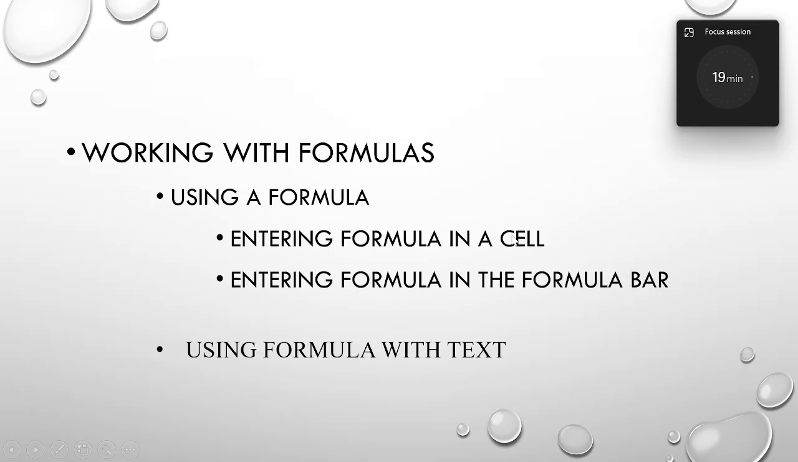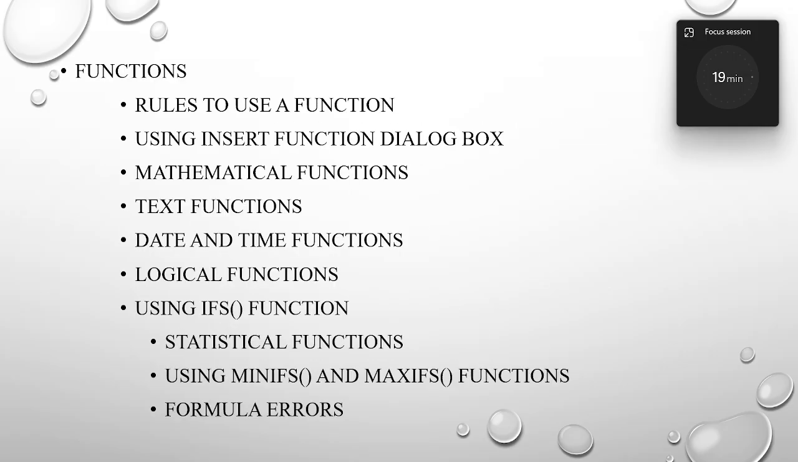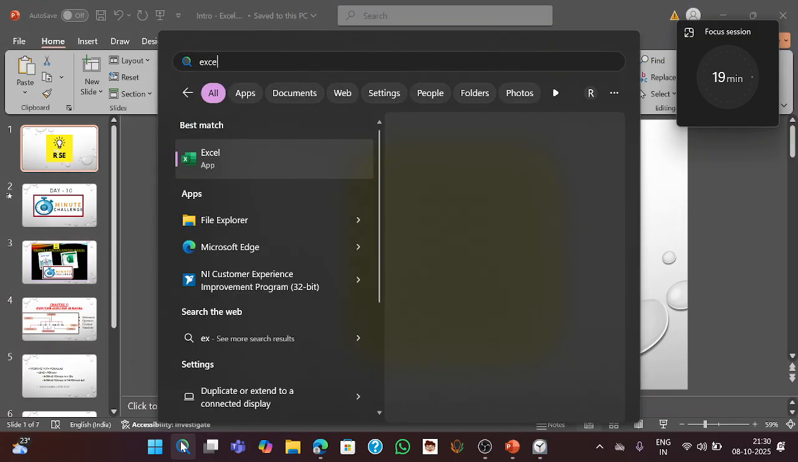Now you should know what a cell is, what a formula bar is, and how formulas are to be implemented on text. Apart from that, in the next coming sessions, we are going to see cell range, cell references, and functions, with different built-in, inbuilt, or predefined ones. These are the topics that we are going to cover in the next coming videos. Now, we will directly jump into the Excel sheet.